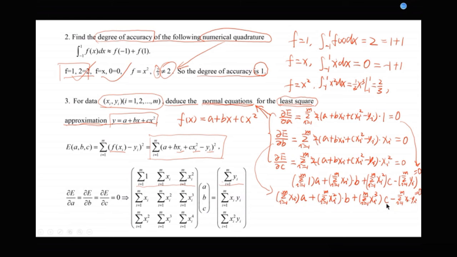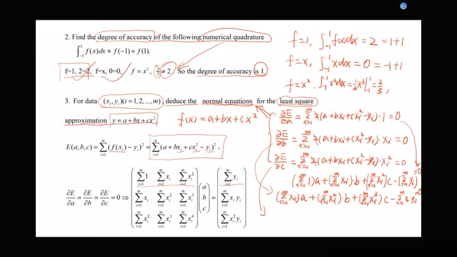So a, b, c. The three coefficients: sigma xi here, sigma xi squared here, sigma xi cubed here. The right term, move this term to the right side: sigma xi yi. Clear?